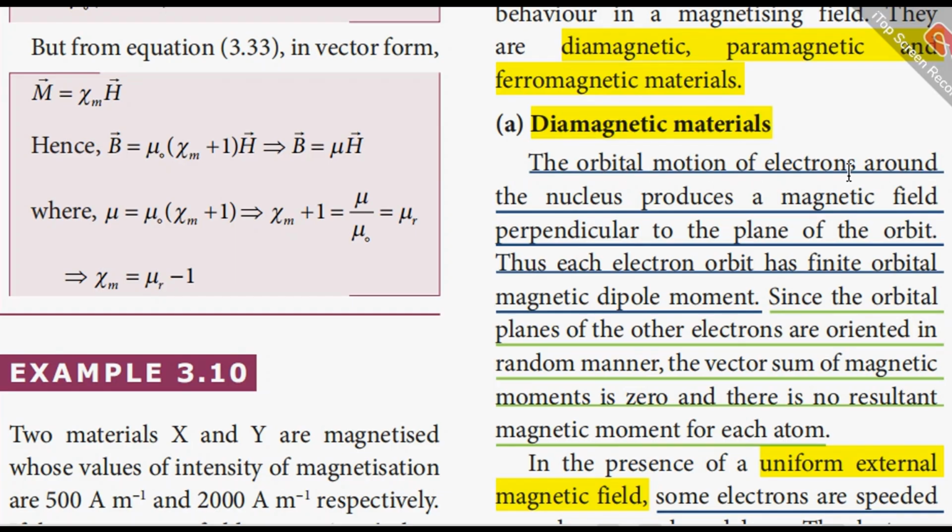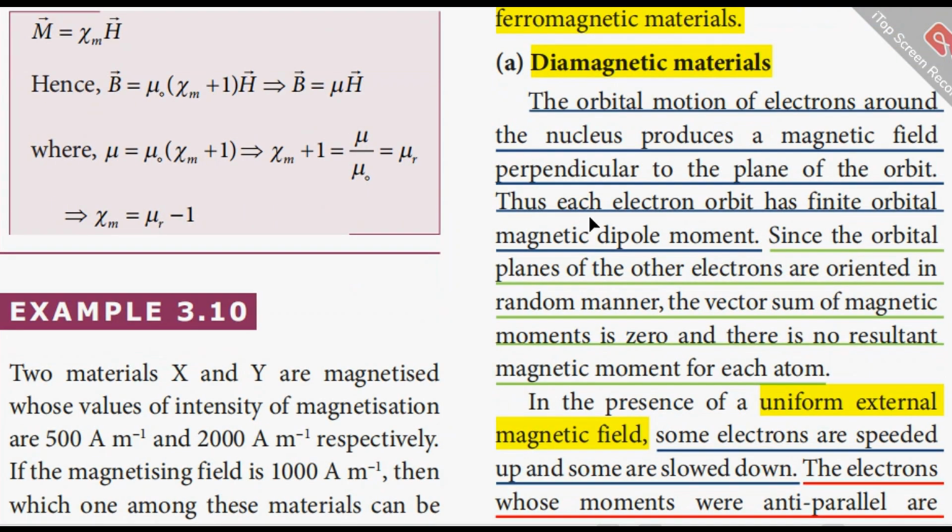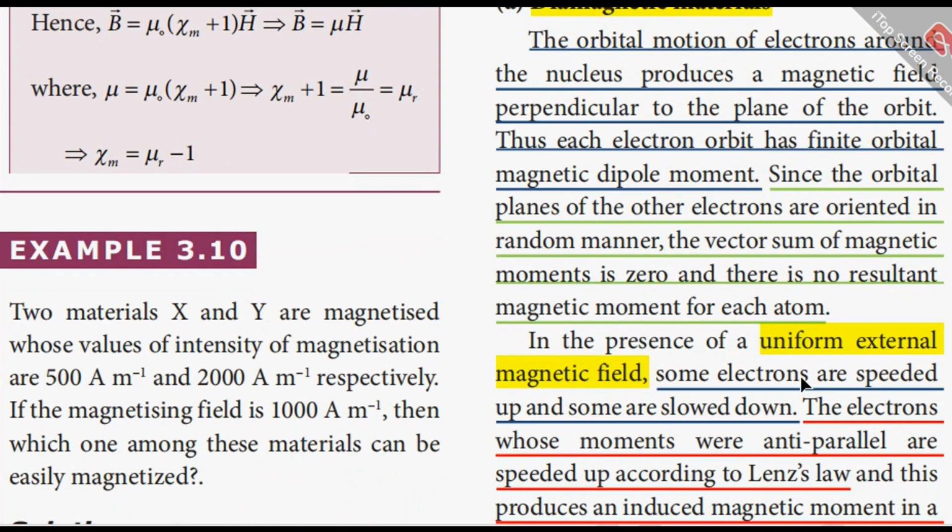The orbital motion of electrons around the nucleus produces a magnetic field which is perpendicular to the plane of the orbit. Thus, each electron orbit has a finite orbital magnetic dipole moment. Since the orbital planes of the other electrons are oriented in a random manner, the vector sum of magnetic moments is 0 and there is no resultant magnetic moment for each atom.